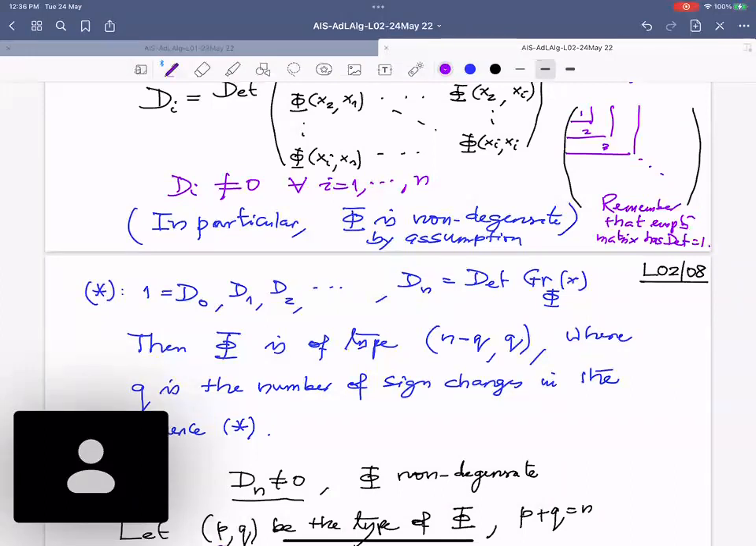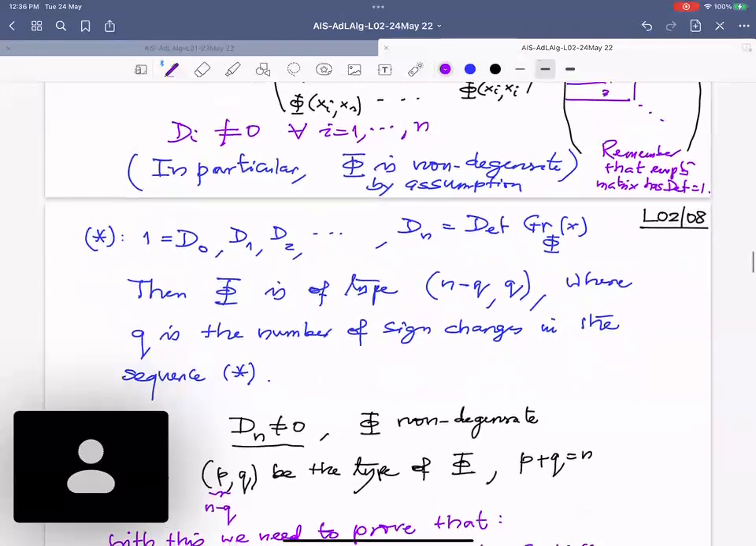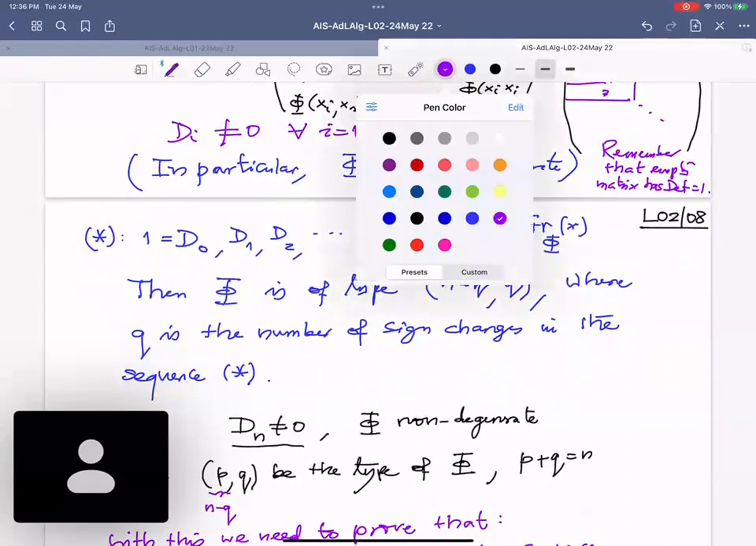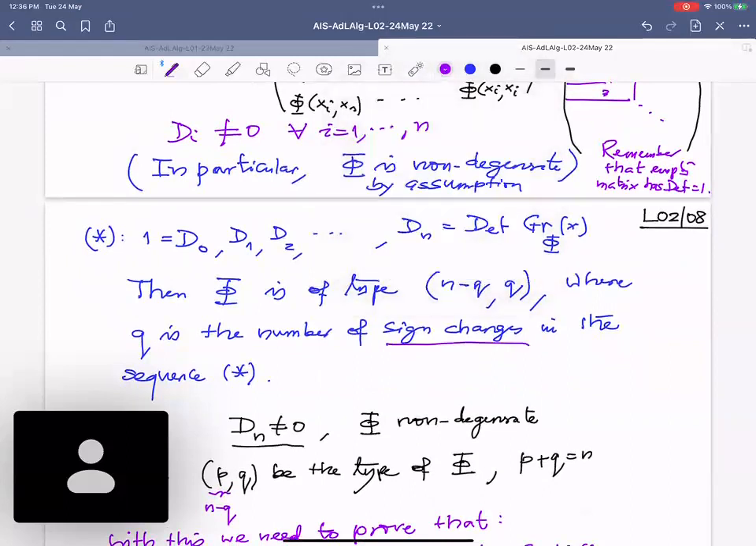Then phi is of type n minus q, comma q, where q is the number of sign changes in this sequence. And what do sign changes mean? You start here and look at the sign of D1. If D1 is negative, you count it 1. If D1 is positive, don't do anything. Go to D2 and keep doing it. How many times has it crossed the axis? That is the sign change.